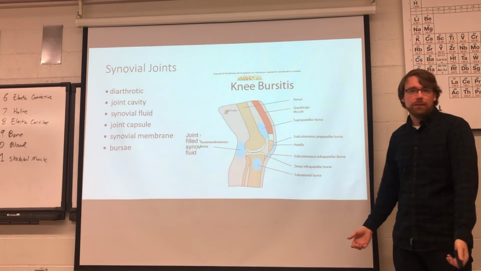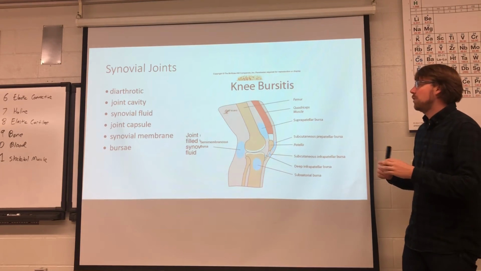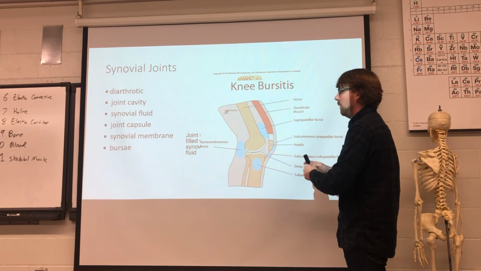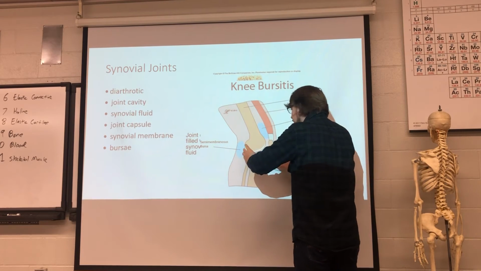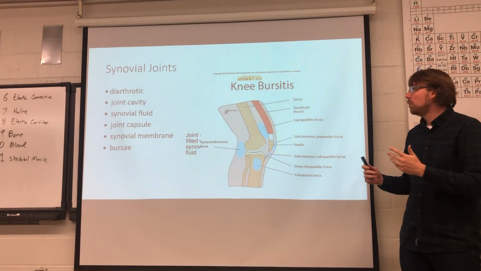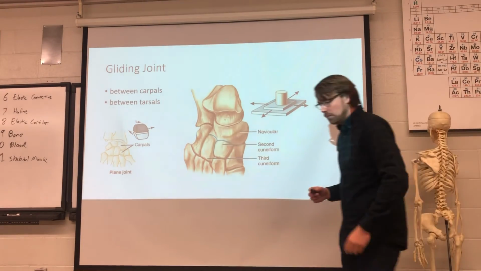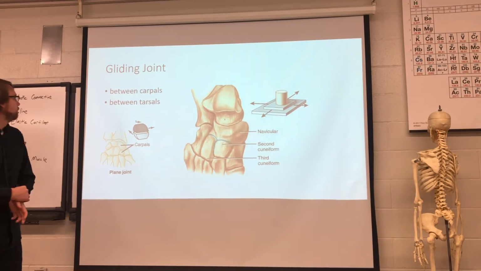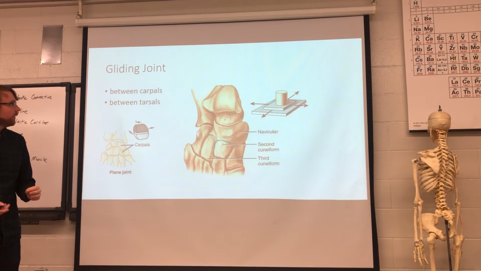But these are diarthrotic. They are freely movable is what we call them. But these are going to have a joint cavity and synovial fluid. There will be a joint capsule, synovial membrane, and bursae. So these are much more complex. They have larger moving structures because they have to provide a range of motion. So there are a few different types of synovial joints. So we're going to go through the types of synovial joints now and places where they can be found.